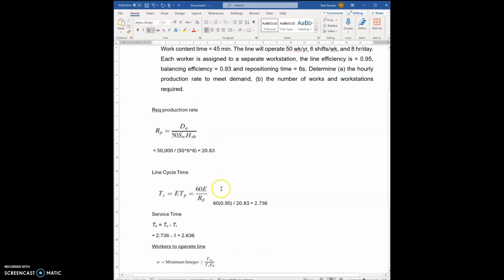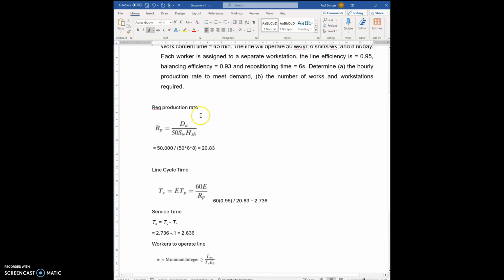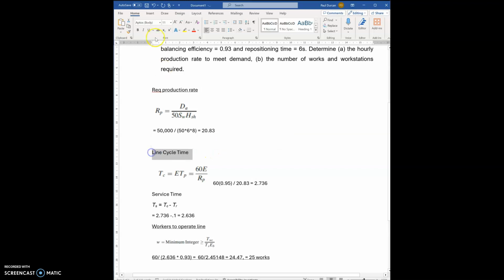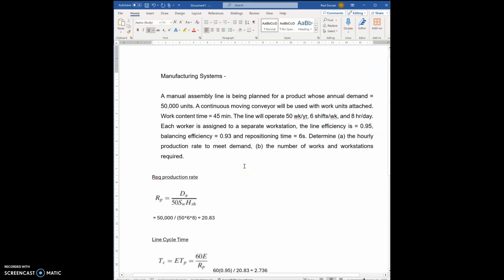Okay, and that basically answers the question. This is only a short question, it wouldn't be a full question. It might be worth 10 marks or something like that, if something like this were to come up. Again, the key thing is that we get our production rate first, then our cycle time second, we plug them into the formulas, we get our service time, and we get the workers to operate the line, rounding up to full workers. So that's a brief tutorial question on the manufacturing rates and number of workers required for production.